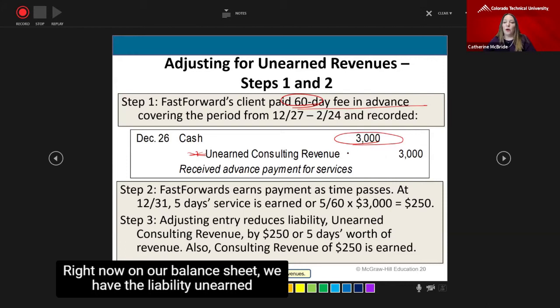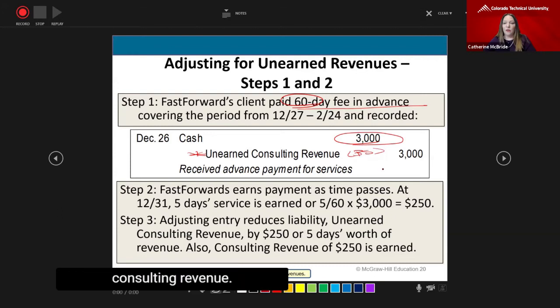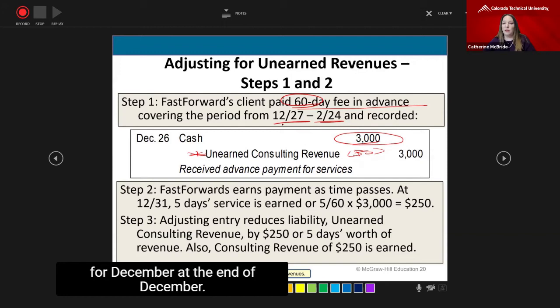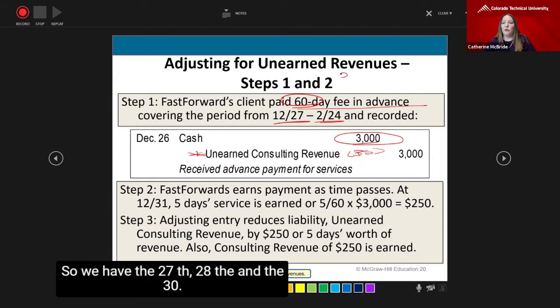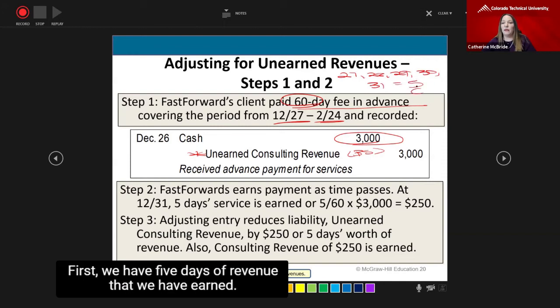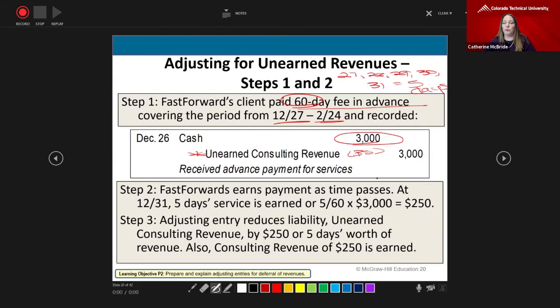Right now on our balance sheet, we have the liability unearned consulting revenue. So if we look at this, we say, okay, this happened on 12/27, and we're going to earn it through 2/24. The first thing we have to do is record the revenue for December at the end of December. So we have the 27th, the 28th, the 29th, the 30th, and the 31st. We have 5 days of revenue that we have earned.